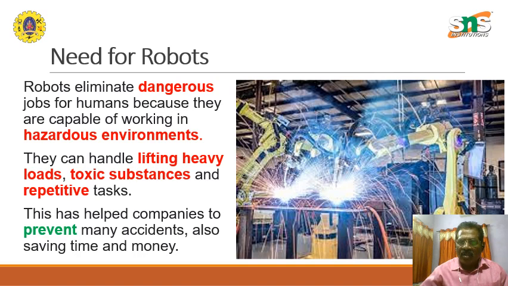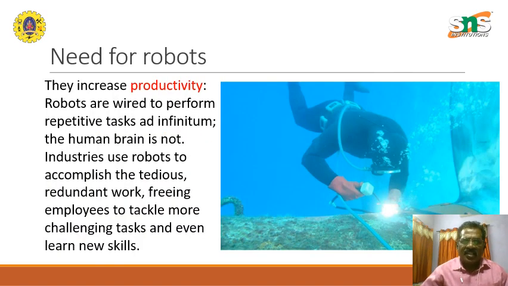Another thing is that they increase productivity. Robots are wired to perform repetitive tasks any number of times. The repetitive tasks are done with the same kind of precision as the first time. The human brain is not that way. Industries use robots to accomplish very hard, redundant work, freeing the employees to tackle more challenging tasks and even learn new skills.